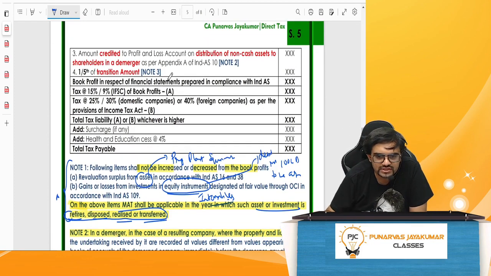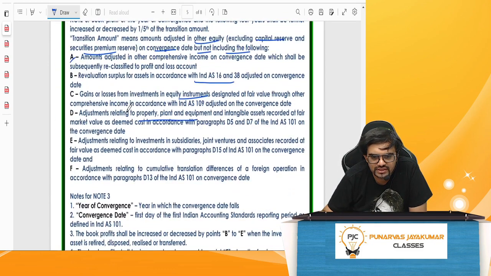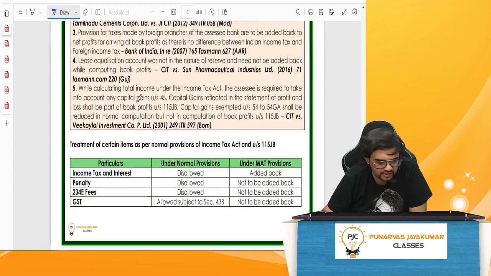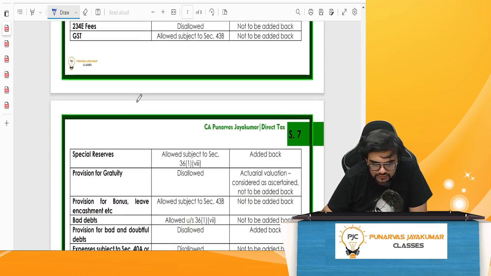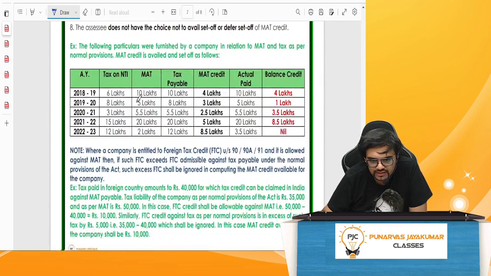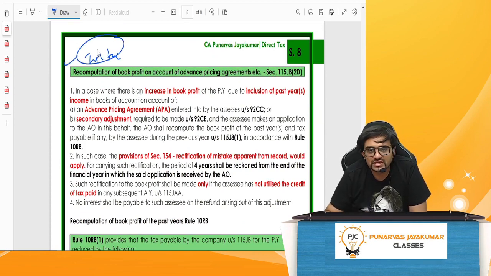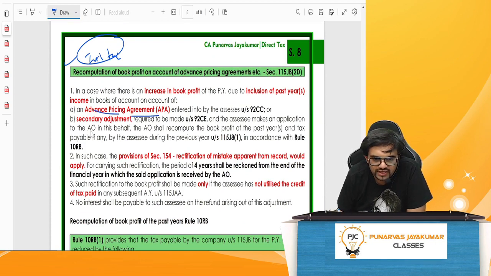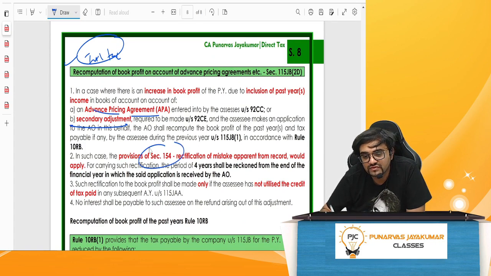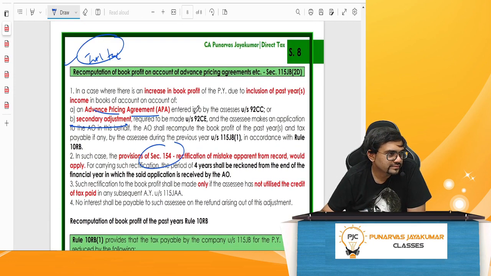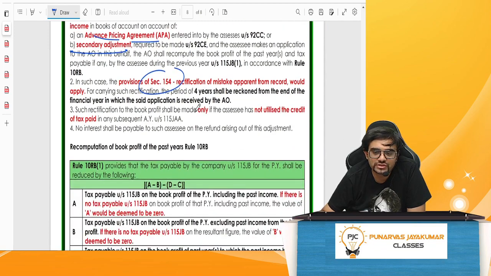Then apart from that, it's the same. This is in compliance with Ind AS, then the tax surcharge, then it remains the same. Apart from that, other points are already discussed, including the MAT credit. This one we had already done in international taxation. Kindly recall. If there is an increase in the book profit due to advance pricing agreement or secondary adjustment, Section 154 rectification should be done. We had seen this already. Refer international taxation discussion.